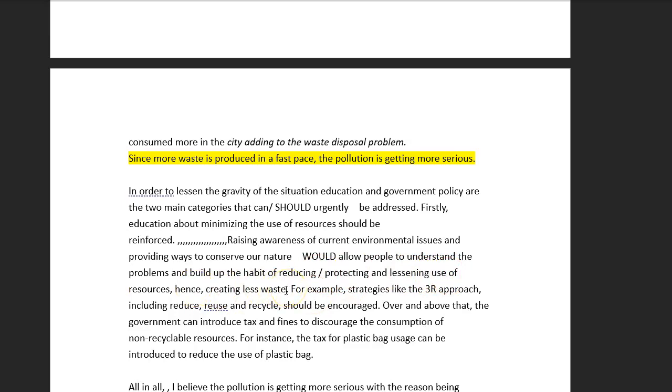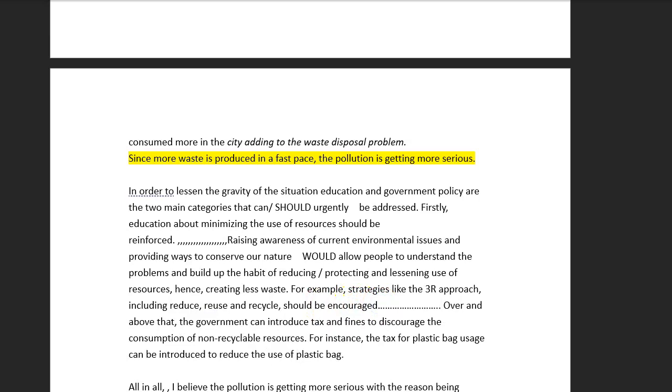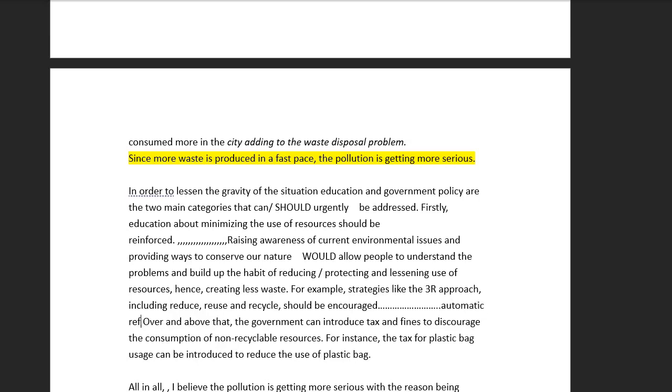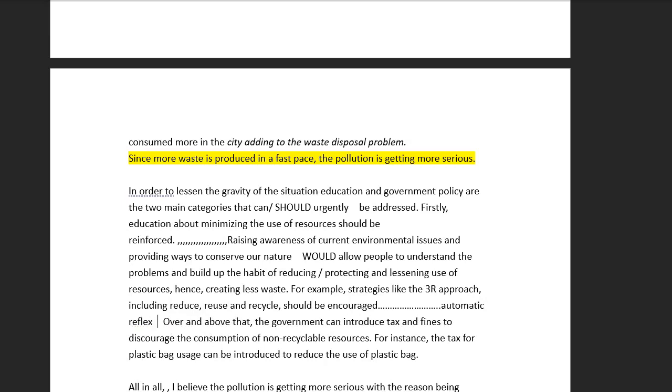Make sure it's linking back to the points you made. So you made the point about waste, so go back to it. It's good. For example, strategies like the 3R approach should be encouraged in order to educate, in order to make sure this is automatic reflex. So you could have automatic reflex of the population to sort out their waste and so produce less.